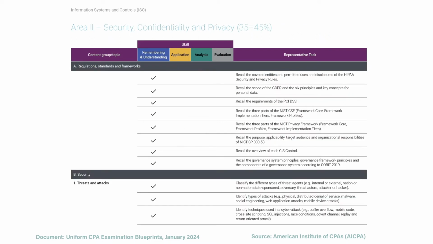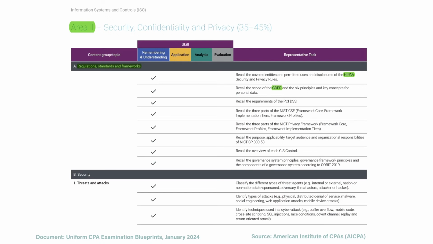So now we've made it to Area 2 of the exam, which is security, confidentiality, and privacy. First is regulation, standards, and frameworks. You'll notice that all of this is remembering and understanding. So it's simply recalling these requirements and standards. So we'll look at the HIPAA standards, GDPR standards, and multiple other standards.